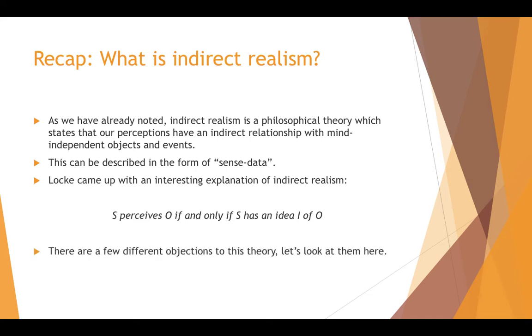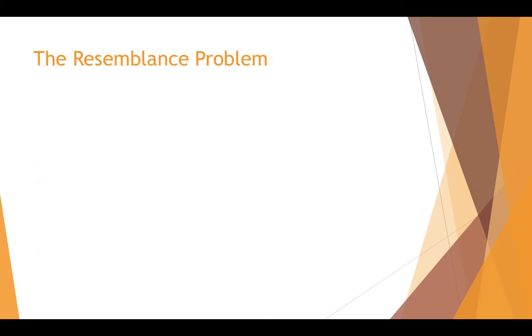There are a few objections to this theory. There are two main objections to this theory. However, you could probably think of other ones as well, and that's what I want to really get at in the discussion section. So the first problem we're going to look at is called the resemblance problem. And basically, if we explain sense data theory and the indirect realist view of sense data theory, what it's saying is that we see external objects in virtue of seeing sense data. We see the sense data of this object, okay?